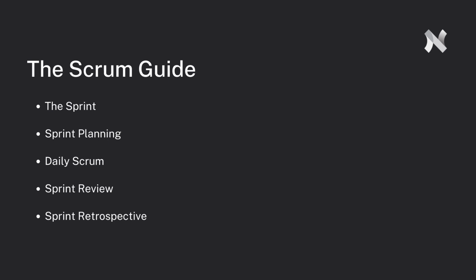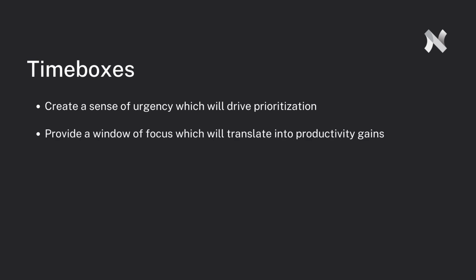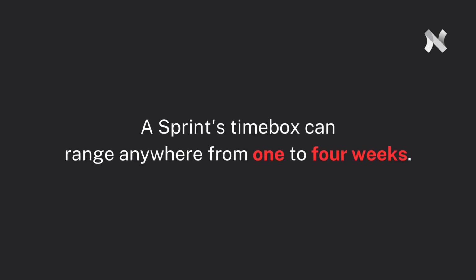Throughout this section of videos, I'll share what the recommended duration or time box is for each of these events. Time boxes are an important concept in Scrum. Some examples of benefits are that they create a sense of urgency, which will drive prioritization, provide a window of focus which improves productivity, and they help the team develop a predictable rhythm to their work. A sprint's time box can range anywhere from 1 to 4 weeks.